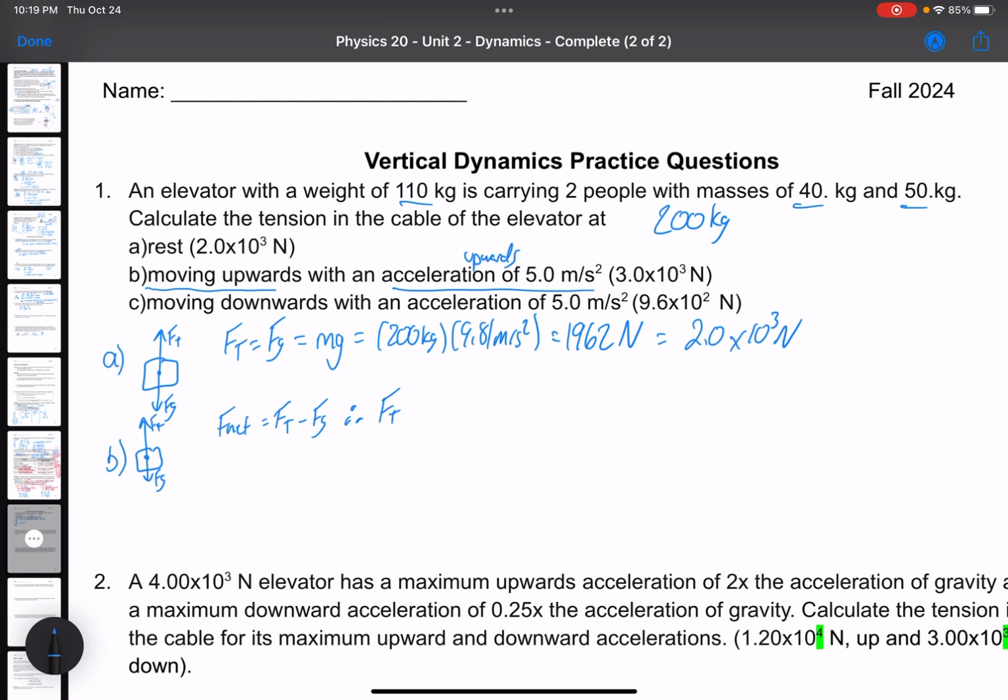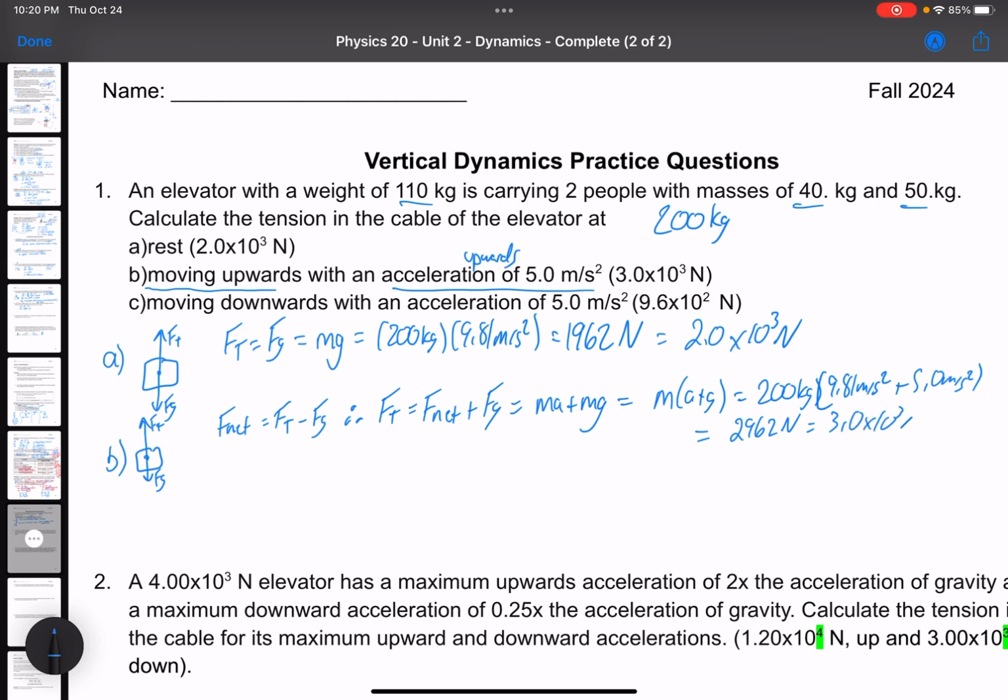Therefore, the force of tension is equal to F net plus Fg. So this is Ma plus Mg. So a plus g. 200 kilograms, oh, wrong way, 9.81 meters per second squared plus 5 meters per second squared. And that whole thing is going to give me 2,962 newtons, which will round off to be 3.0 times 10 to the power 3 newtons.